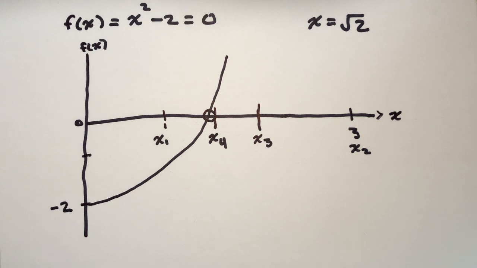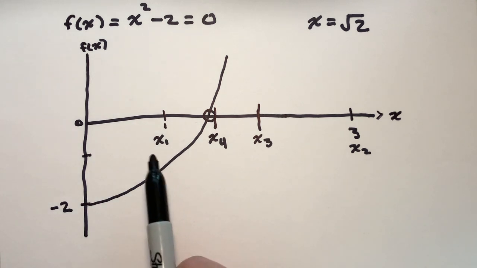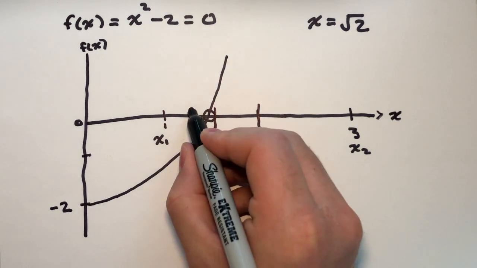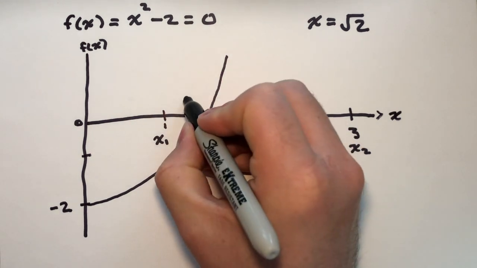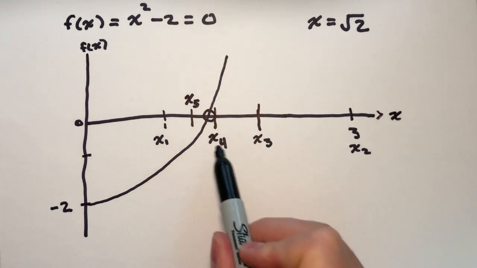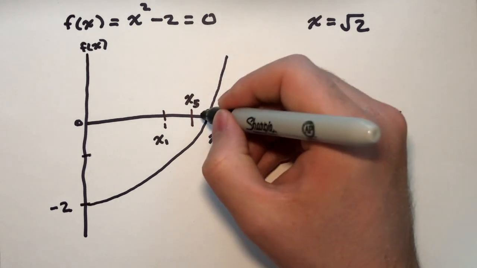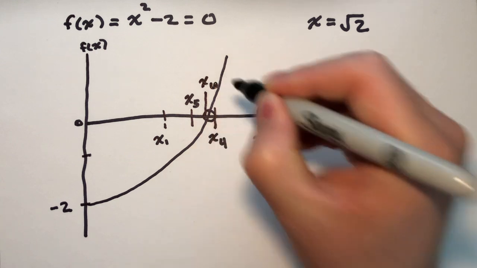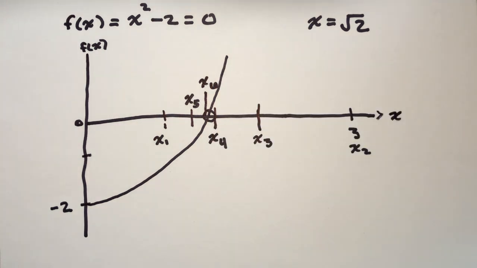Now which x's is the root between? Clearly the root is between x1 and x4, so take the average. Let's call it x5. Let's do it just one more time. The root is now between x5 and x4. We're going to take the average, call it x6. And let's stop there. As you can see, x6 isn't an exact guess for the root, but it's pretty close.